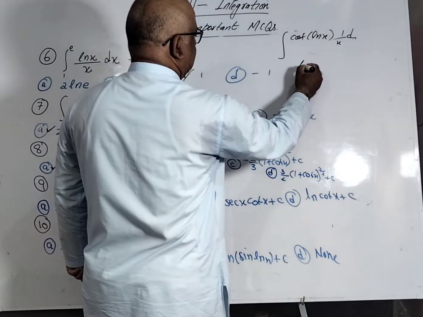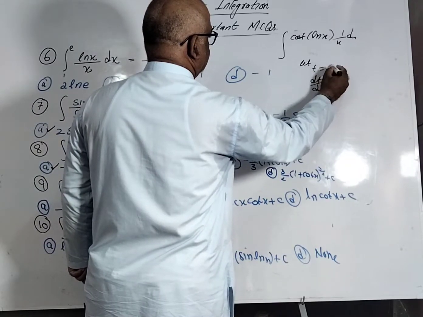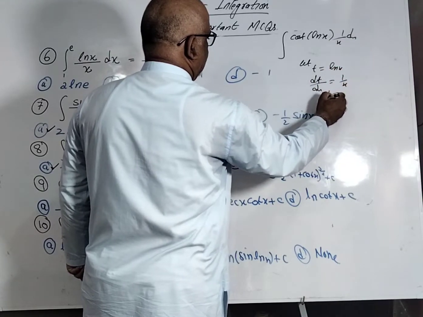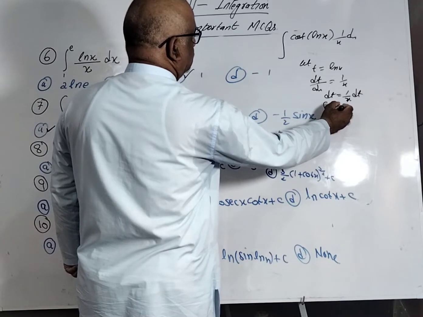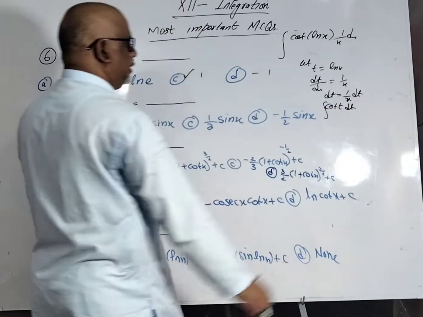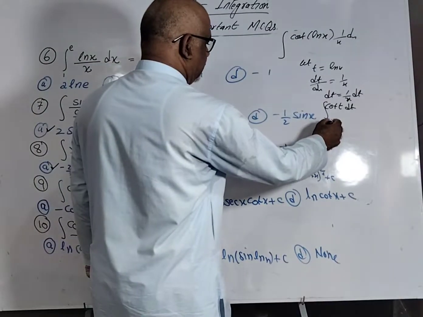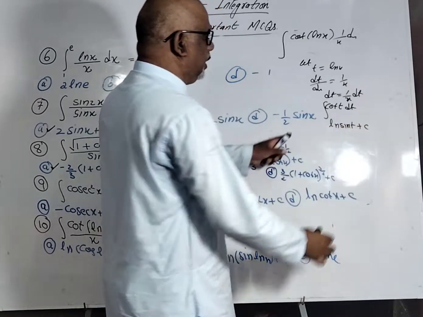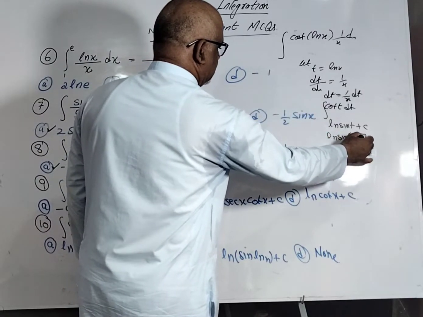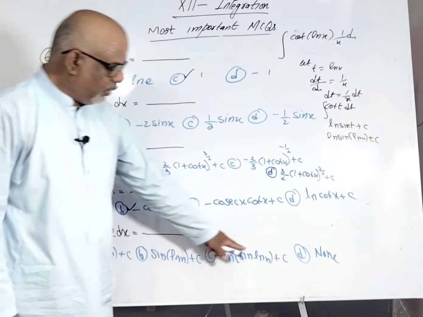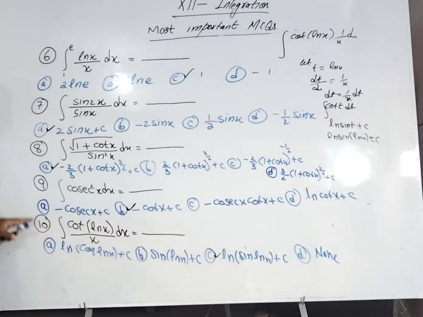So suppose ln x is t, and the derivative of ln x is 1 upon x, so again we have the same situation of dt. That means the function becomes cot t dt. So the integration of cot t is ln sin t. This is the formula. So ln sin t, and t is ln x. So we have the correct option: ln sin ln x plus c. So the C option is correct for the 10th MCQ here.